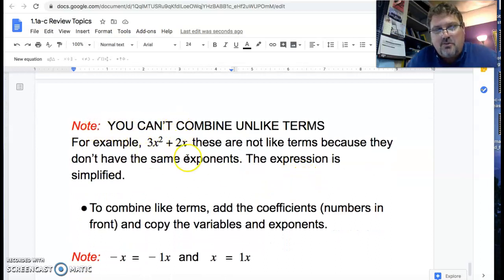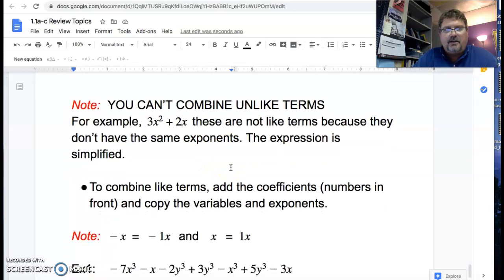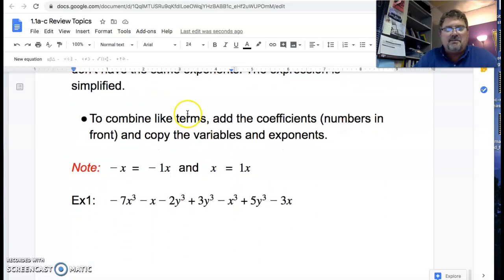First, note, you can't combine unlike terms. People have the tendency to want to try to do this. You can't. Don't even do it. For example, 3x squared plus 2x. These are not like terms because they don't have the same exponents. The expression is simplified. You can't do anything with that. Leave it alone. Here's my simple definition I said math people really won't like. To combine like terms, add the coefficients, that's the numbers in front, and copy the variables and exponents. It's that simple, guys. It's that simple.